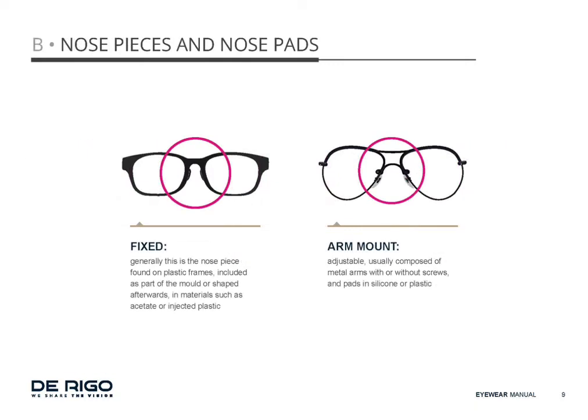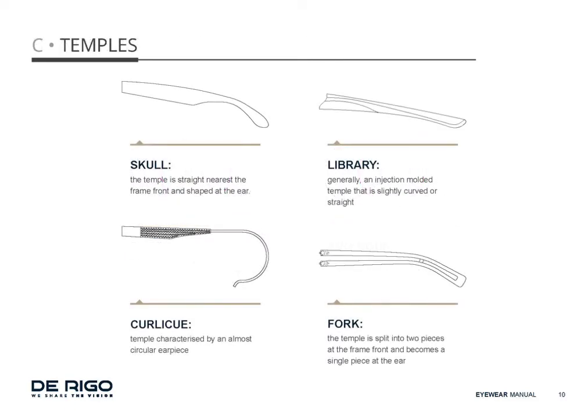Nose pieces and nose pads. A fixed nose piece is generally found on plastic frames, included as part of the mold or shaped afterwards, in materials such as acetate or injected plastic. An arm mount nose piece is adjustable and usually composed of metal arms with or without screws, with pads in silicone or plastic.